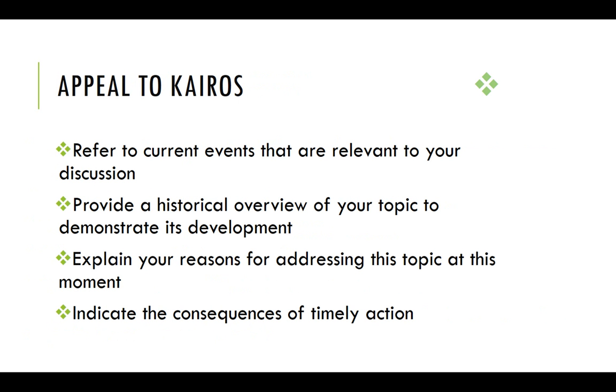If you want to appeal to kairos, so show the timeliness of an argument, you can refer to current events that are relevant to your discussion. You might need to provide a historical overview of your topic to show how it's developed over time. You can tell your own reasons for addressing the topic at the moment. So maybe you have a personal reason that made this currently relevant. Maybe you have a child in kindergarten and that's why you're suddenly concerned about kindergartners' homework. Maybe you just started college and that's why you're concerned about the cost of an education. So any of those things.